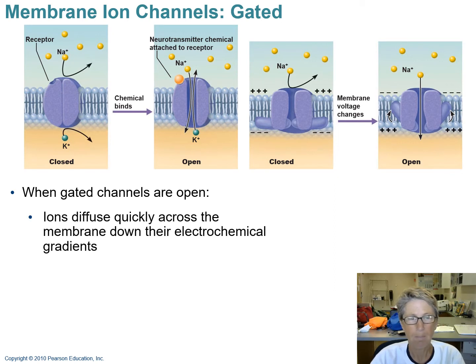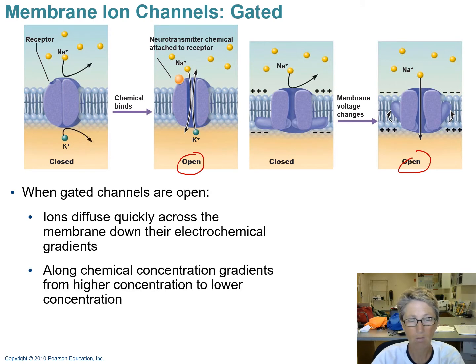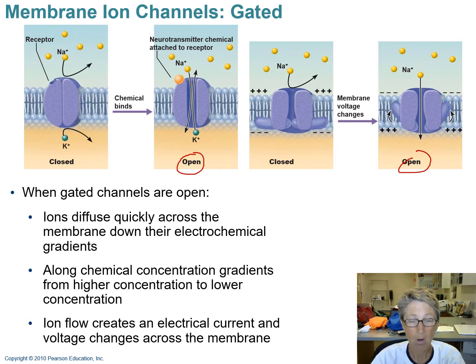Okay. So this is just a few more details. It says when the gated channels are open, so here and here, when they're open, ions diffuse across the membrane down their electrochemical gradients. They move from higher concentration to lower concentration. And then this fourth bullet says the ion flow, so that's sodium and potassium flowing through the channels, creates an electrical current, and it changes the voltage across the membrane.